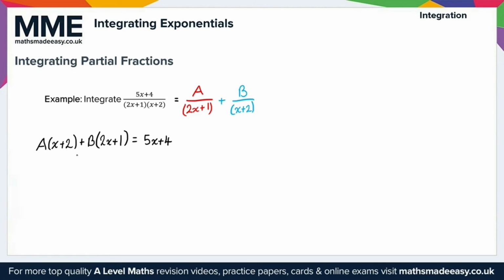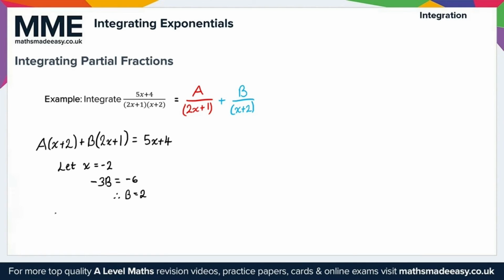So if we let x equal minus 2 first, what would we obtain? Straight away, the A variable is going to cancel because we have minus 2 plus 2 giving us 0. So we have B times 2 lots of minus 2, which is minus 4, plus 1, giving us minus 3B. And this is equal to 5 lots of minus 2, which gives us minus 10, plus the 4, giving us minus 6. So therefore, B is equal to 2, since minus 6 divided by minus 3 gives us 2.